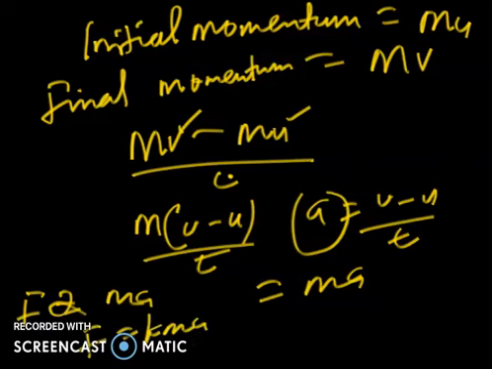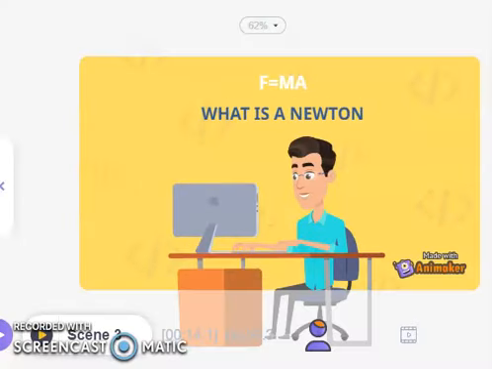So with this, it can now help us to derive the second law equation, where we have F is equal to ma. If force is equal to ma, what is a Newton? What exactly is a Newton? The Newton is defined as the force which produces an acceleration of 1 meter per second squared when it acts on a mass of 1 kilogram.